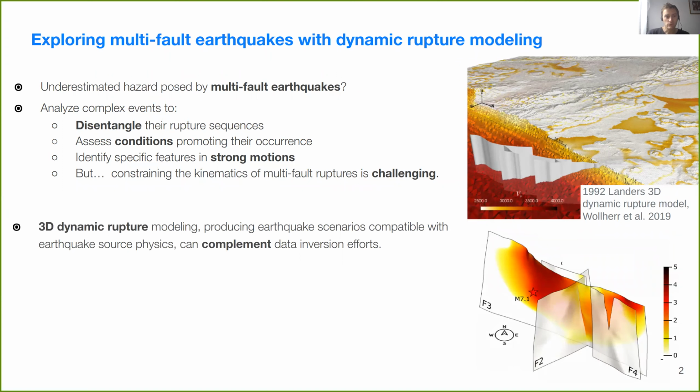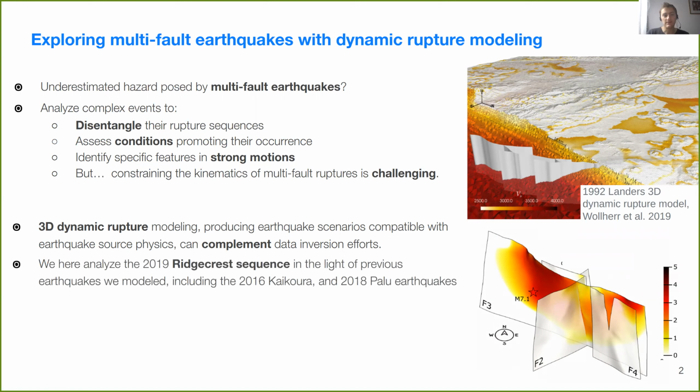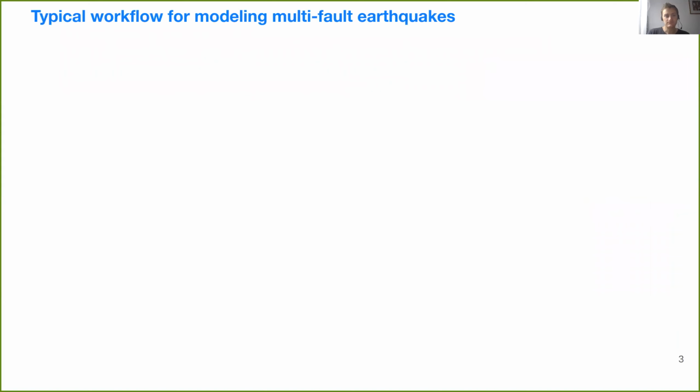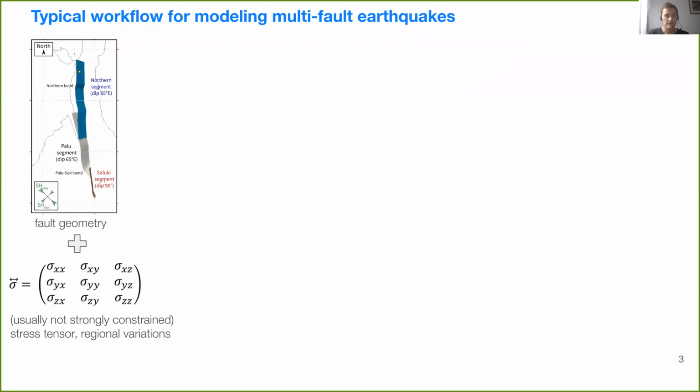And 3D dynamic rupture modeling allows producing earthquake scenarios compatible with earthquake source physics and is rich enough to complement data inversion efforts. And we here analyze the 2019 Ridgecrest sequence in the light of previous earthquakes that we modeled, including the 2016 New Zealand Kaikoura earthquake and the 2018 Palu Indonesian earthquake. So I would like to first present the typical workflow that we use for modeling these previous earthquakes.